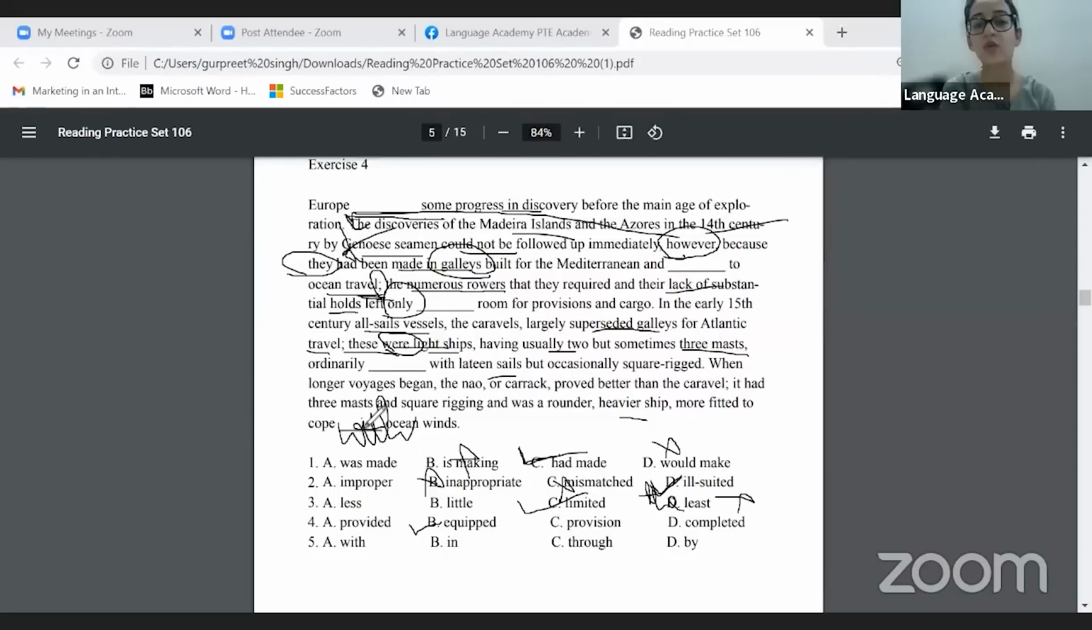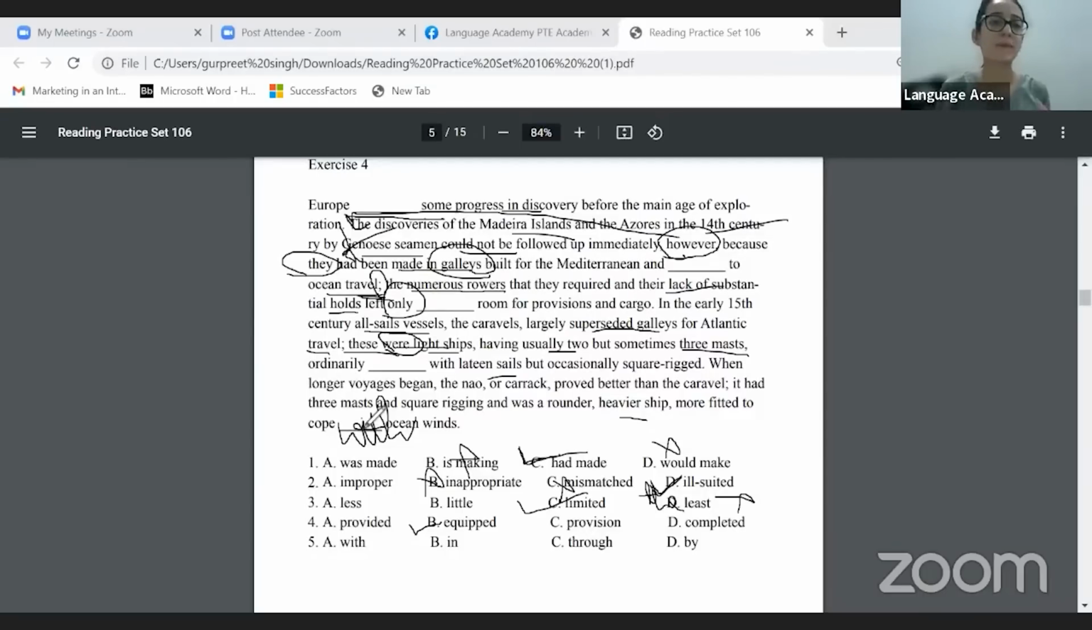And the last one, cope with. Cope with is a collocation. Cope with means you have to come over. Like we say, you have to cope up with your stress. Cope with your stress. You have to somehow get over, or somehow you have to accept it and you have to move ahead. That is cope with something.